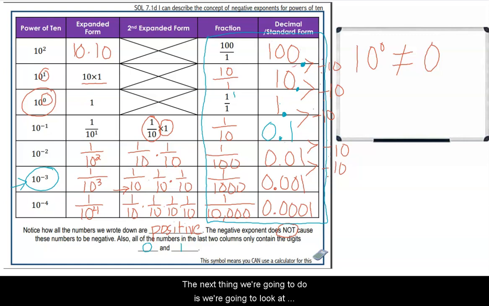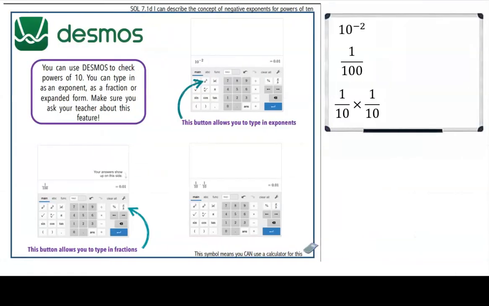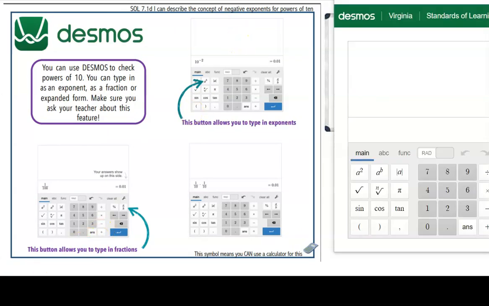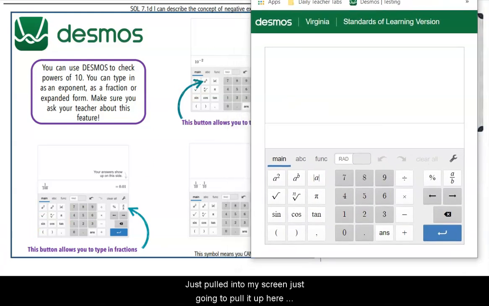The next thing we're going to do is we're going to look at how we can use Desmos, our Desmos calculator, to calculate powers of 10 and also to check our answers. So what I'd like you to do is to pause the video and pull up your Desmos calculator. All right, hopefully now you have your Desmos calculator ready. I have my calculator right here. I've just pulled it into my screen.